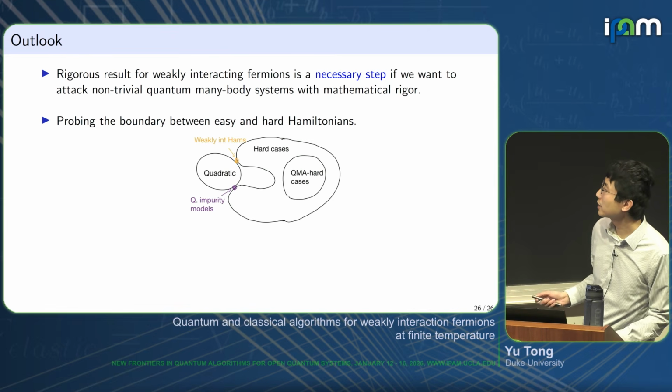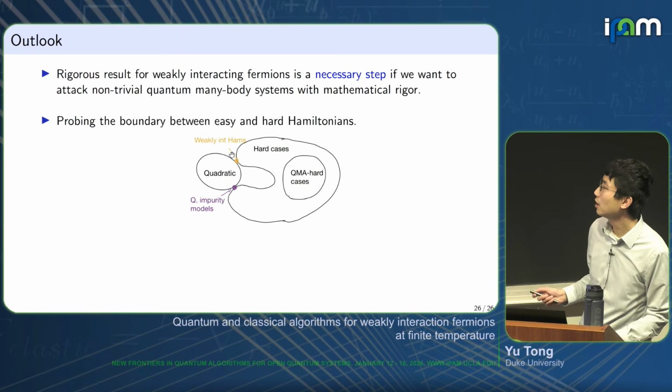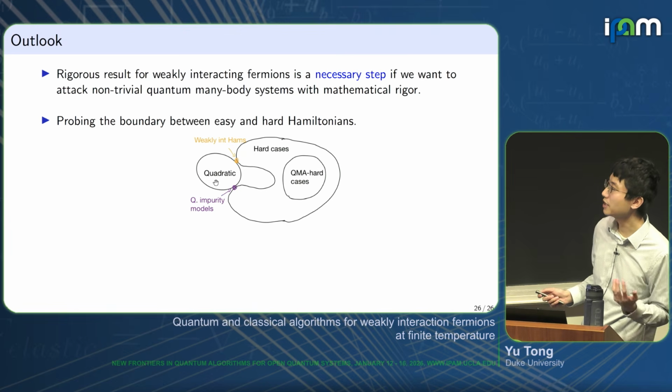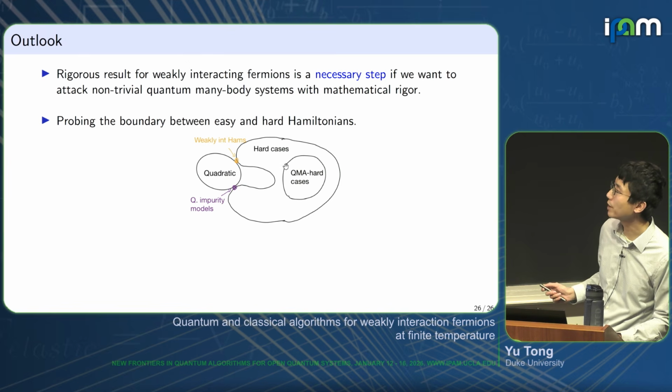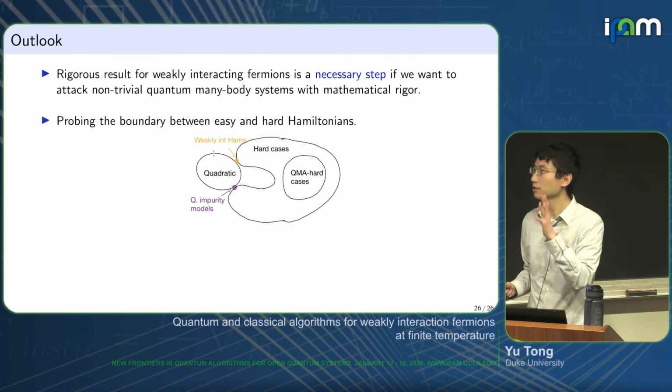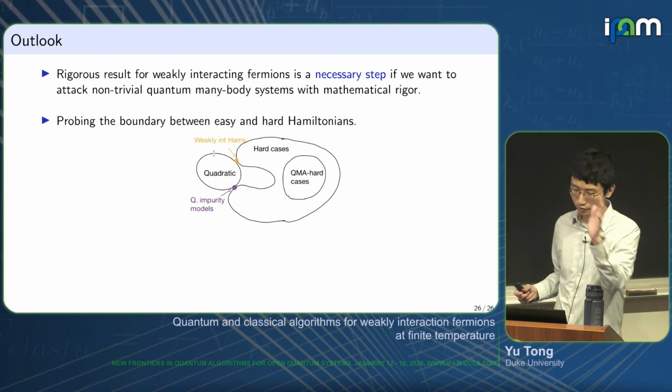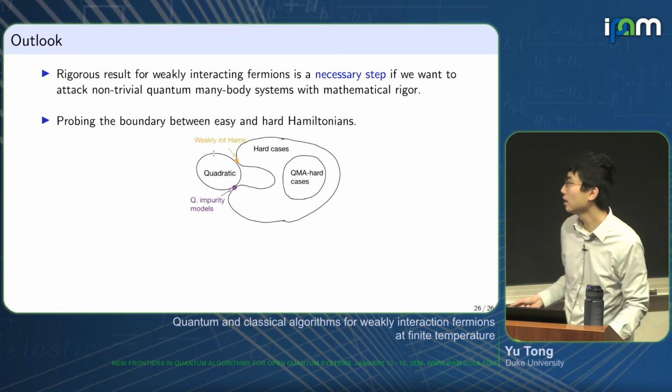Another thing I want to mention is that I think this is an interesting example where your Hamiltonian lies at the boundary between what is easy and what is hard. Obviously, quadratic Hamiltonians are very easy to solve, and you have those QMA-hard instances for which there's no hope. There are probably also things that are hard, but not QMA-hard. So this problem we study is like here, right? So this example at least helps us find out where the boundary lies.